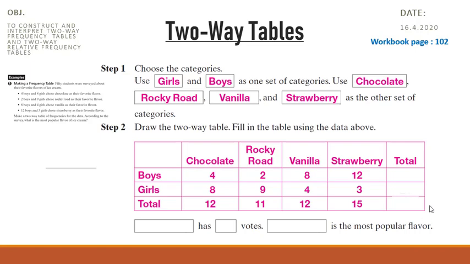Okay, calculate this and tell me the number of boys and the number of girls. 26 for the boys. Good. 24 for the girls. So the total of all students is 50. And the question says that it's 50 students.